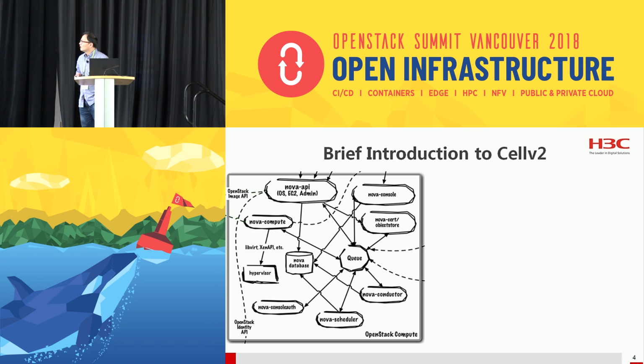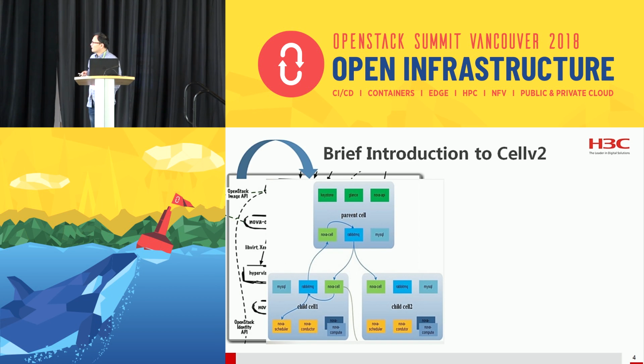At first, there's only one database and one message queue in Nova. As we know, a database and message queue will be a bottleneck in Nova. So Cells v1 arrived: every cell has its own database and message queue. A parent cell has many child cells, and every child cell has its own child cells.